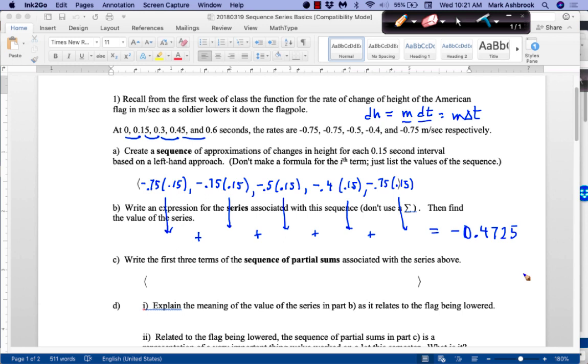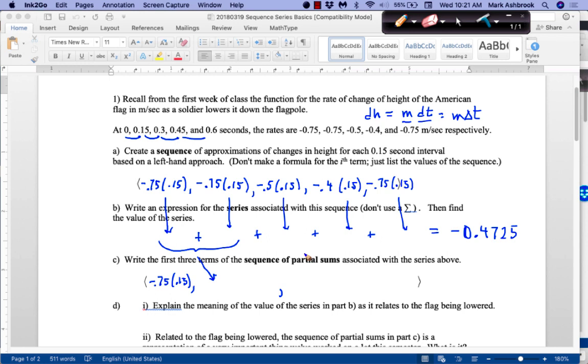Okay? First three terms in the sequence of partial sums. What's the first term? Negative 0.75 times 0.15. So what's the next partial sum? It'd be these two added together. It'd be the first term plus the second term. That's the second partial sum. That would go there.